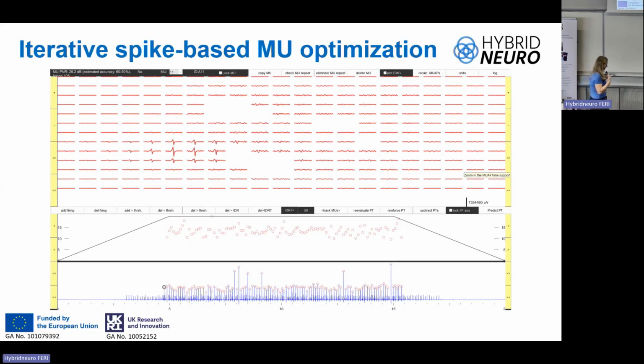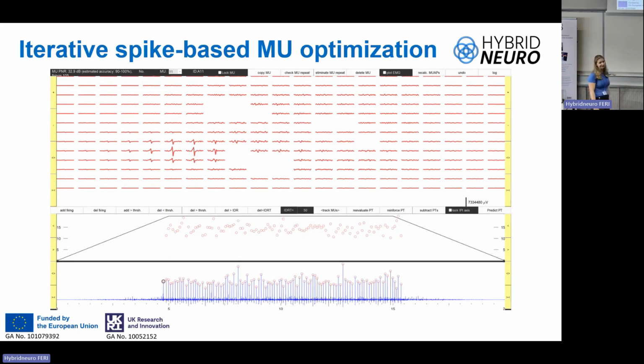Okay, so when we do the outlier removal and when we are adding the missing spikes, we need to reapply the motor unit filter. So we have now done another estimation of the motor unit filter, and we now need to reapply it to the measurements. So we'll get a new spike train. And this is the result that we get after reapplication of that motor unit filter.